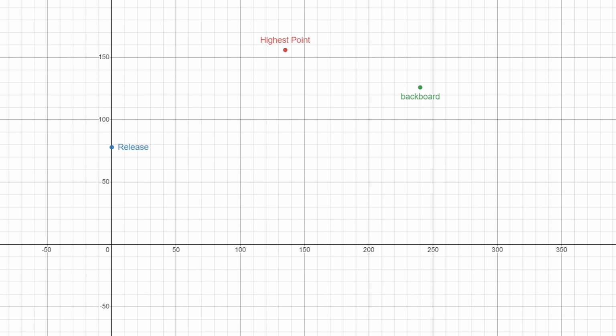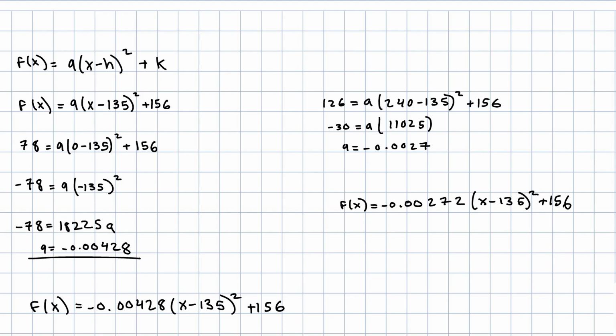Anyway, to do this, we utilized vertex form, which is applicable to quadratics, and the form is a times (x minus h) quantity squared plus k. So our vertex, as we saw before, was 135 inches in the x direction and 156 inches up in the y direction. So we did two estimates here, one starting from the release point and one starting from the point where it hits the glass.